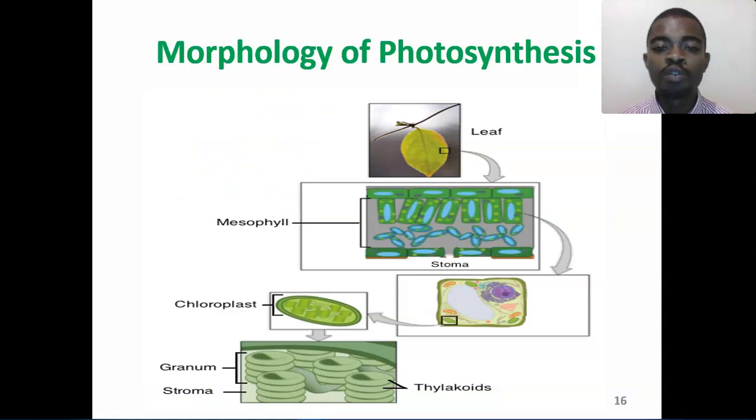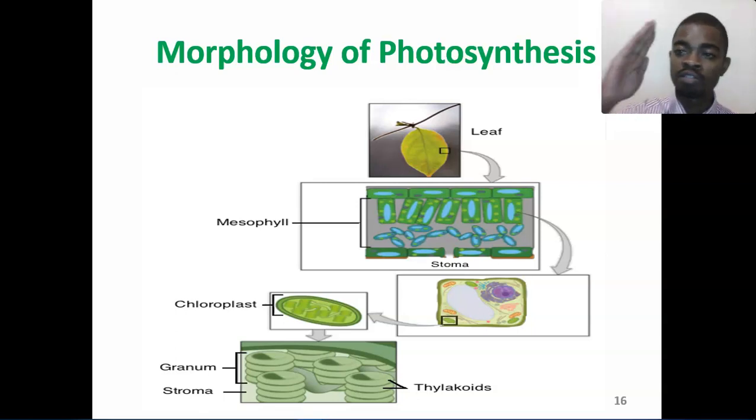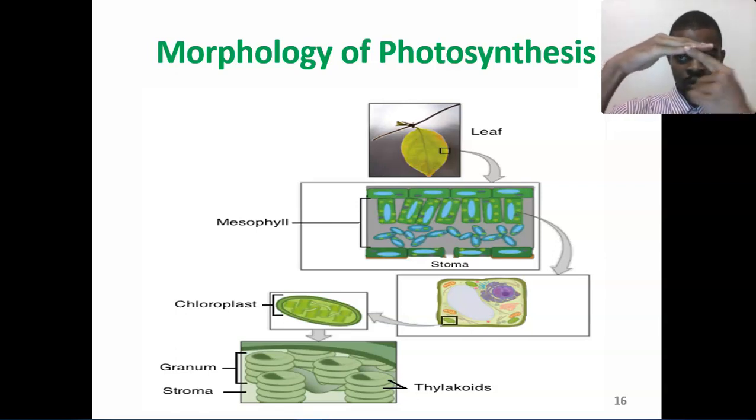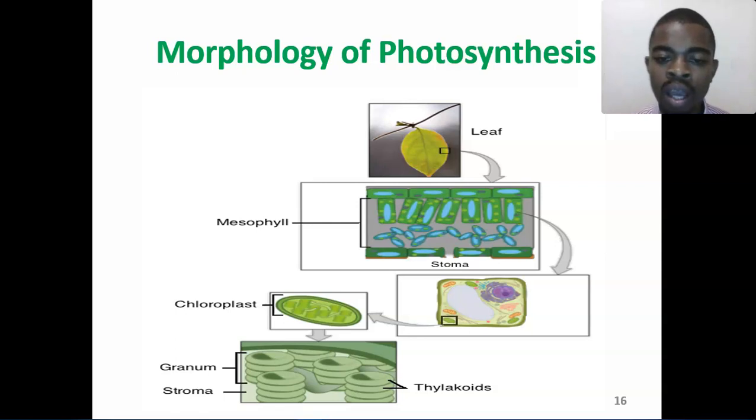Now, the morphology of photosynthesis is asking us, where does photosynthesis occur? Now, all green plants can photosynthesize, and this usually is in the leaves. This photosynthesis occurs in the middle layer of the leaf tissue. Now, if my hand is a plant or a leaf, the middle area that we're talking about is the inside of the leaf. That is where photosynthesis occurs, and that is called the mesophyll.